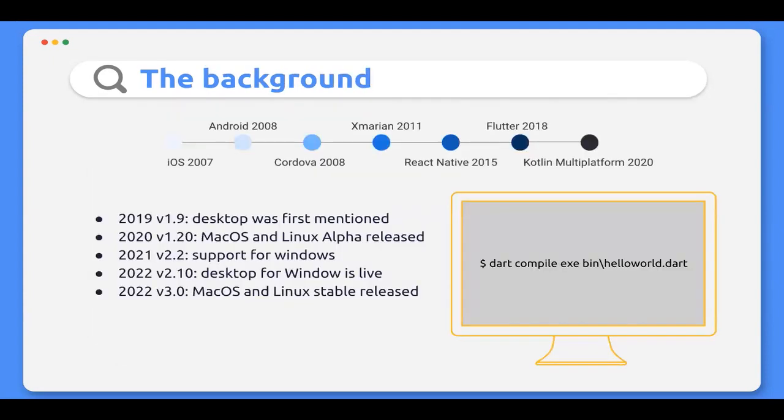Before we dive in, let's look at some data. The very first version of Flutter was released in 2018 in London. That was 10 years after Android was released. And in 2019, desktop was first mentioned in Flutter, and through the years up to now, in the recent version 3 of Flutter release, Mac OS and Linux stable version was released.